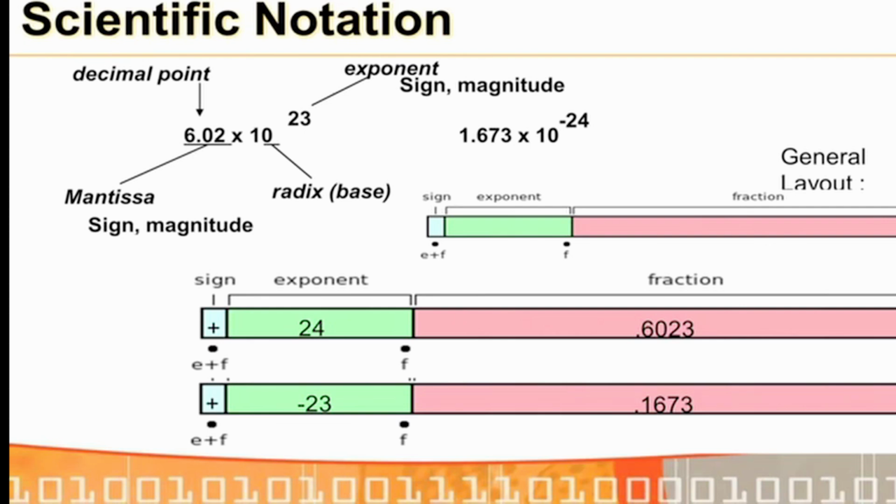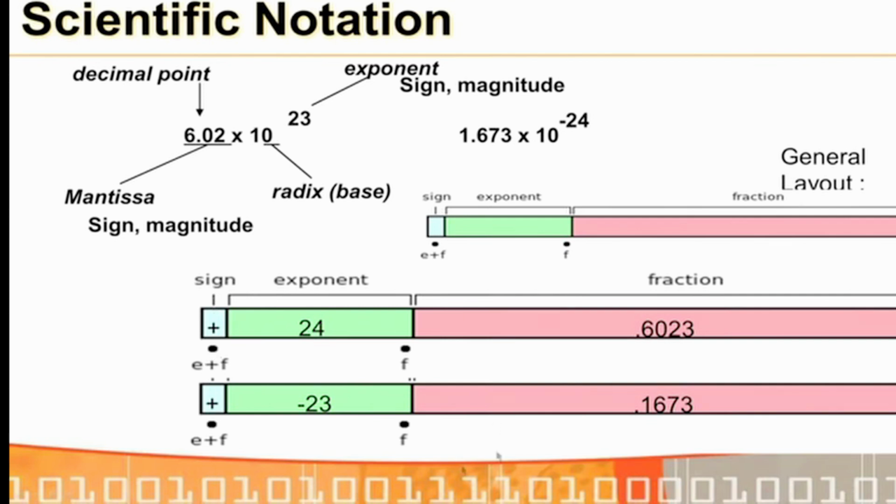For example, 6.023 into 10 power 23 can be written as 0.6023 into 10 power 24 with a plus sign. Similarly, 1.673 into 10 power minus 24 can be written as 0.1673 into 10 power minus 23 with a plus sign. So there is an exponent, there is a mantissa or fraction, and then a sign bit. This is the basic representation here.